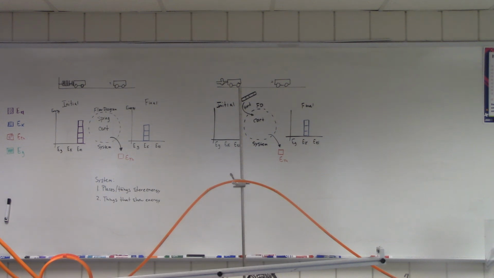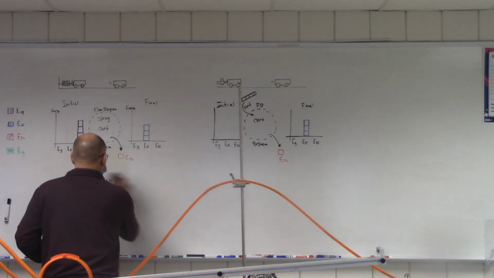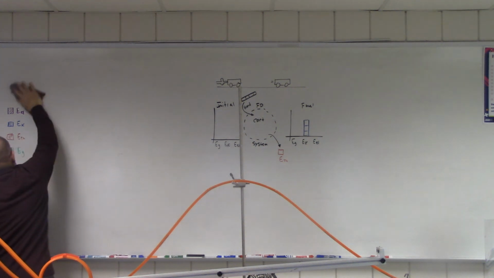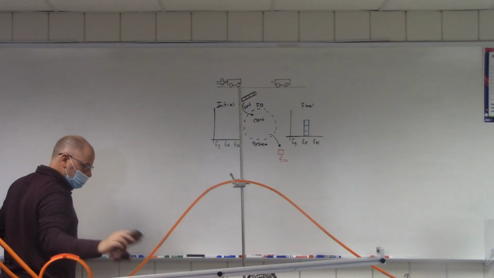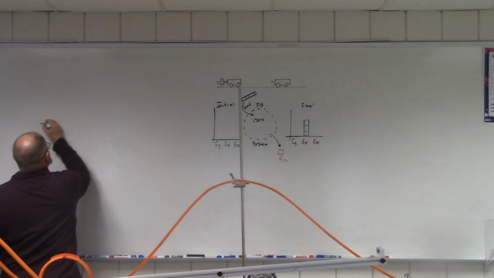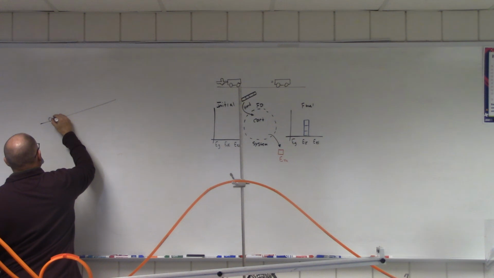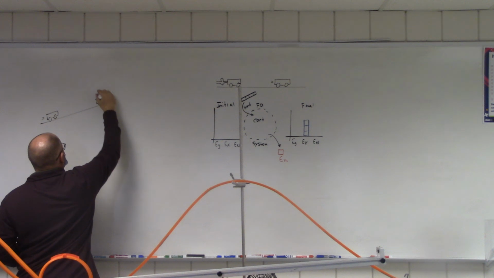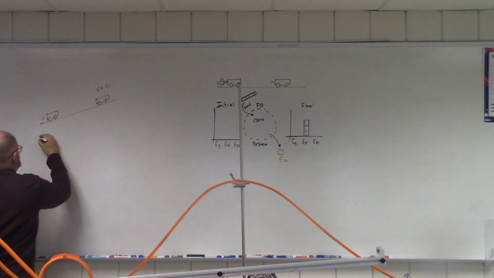So I want to analyze the cart. Right after I let it go is the initial, and then its highest point is the final. Okay? So here's the situation. We know it's moving here. Up here it's not moving. Velocity is equal to 0.